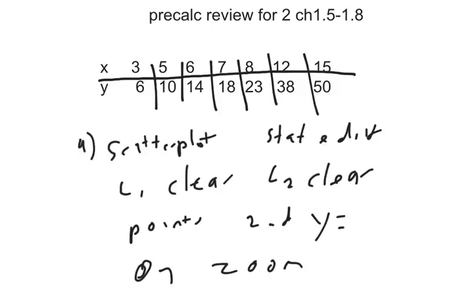Once you do that, you should hit zoom 9 in order to take a look at what the plot actually looks like. So, just to estimate, it looks like it goes something along those lines. Missing a dot somewhere in there. And so, that's our graph.